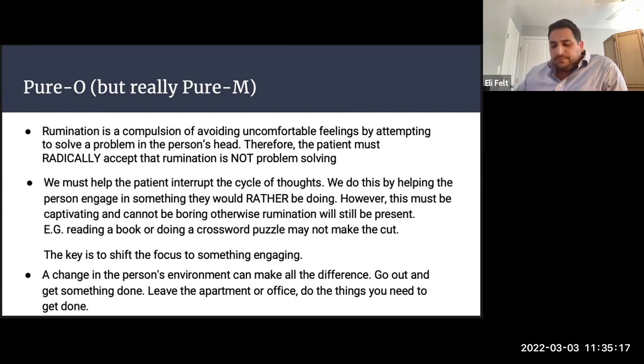But essentially, the goal is you have to accept the fact that rumination is not problem solving. That's step one. Because if you think it's problem solving, you're going to keep trying to do it because you think it's helpful. So the first thing would be explaining and disseminating that information to the patient to the point where they understand that. The next thing is they have to say, okay, as soon as I realize I'm in the world of rumination, I have to interrupt my cycle of thoughts. I have to stop doing this by pulling myself into something else that I'd rather be doing.